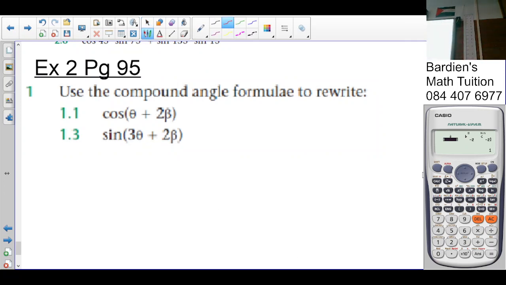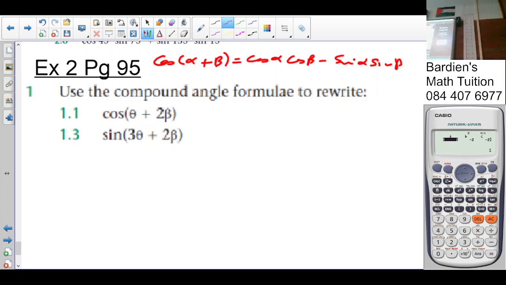So we know that cos(alpha plus beta) is equal to cos alpha cos beta minus sine alpha sine beta. So cos of theta plus 2 beta, this is like your alpha and your beta. So we get cos theta cos 2 beta minus sine theta sine 2 beta. Any confusion there? No.